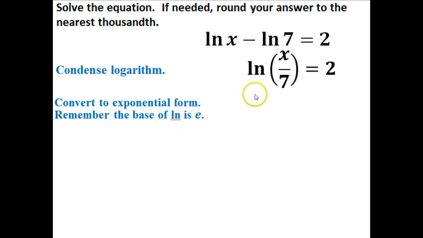So if I convert this to exponential form, my base on that is going to be e. It will be e squared. I'm getting the squared from this 2 right here, equals whatever this value is here. In this case, it's x divided by 7. So e squared. Now I'm asked to simplify what's on the left-hand side. E squared, well, that one we're going to need the assistance of a calculator.